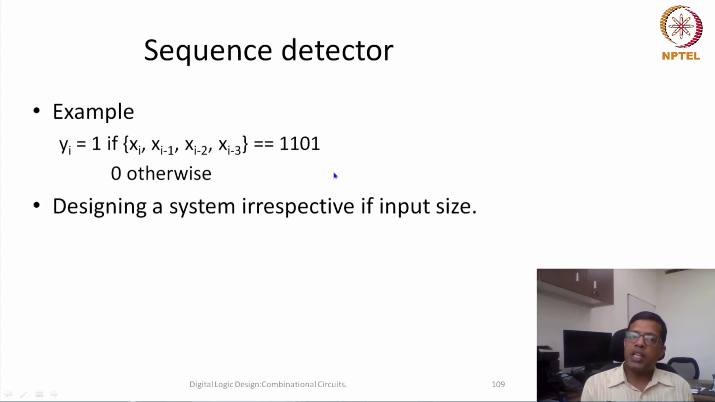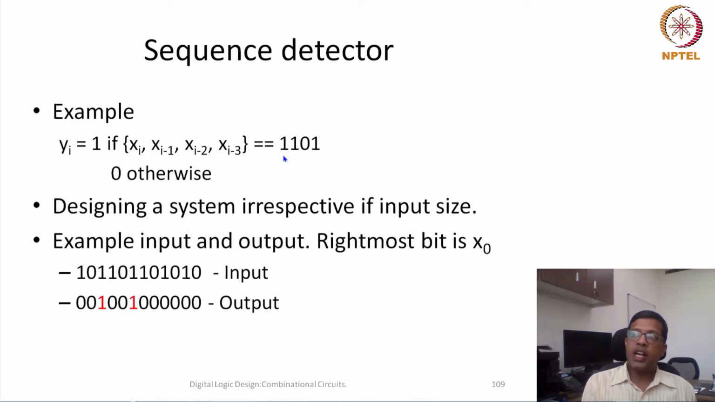Now we are designing this sequence detector using this example, but this method of designing a sequence detector is generic enough, and it can work for any kind of bit pattern. So if this problem is given to us, that I would like to match a particular pattern in a sequence of bits, how should I go about it? To understand that, the first thing we have to do is take an example and see how it actually works.